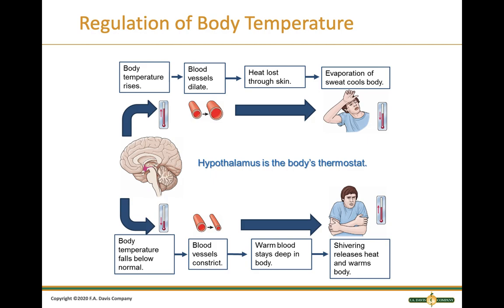Next we need to describe the process of negative feedback that helps regulate body temperature. So if the body temperature rises, the blood vessels going to the skin will dilate. That will cause more heat to be lost through the skin, and also evaporation of sweat cools down the body, so that will bring our body temperature back to normal. If the body temperature falls below normal, the blood vessels going to the skin will constrict, so we'll lose less heat that way. The warm blood stays deep in the body. Also, we'll start to shiver. That will produce heat and get our temperature back to normal.